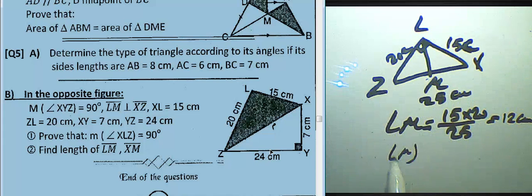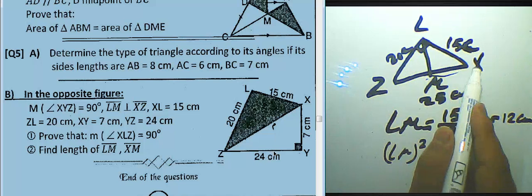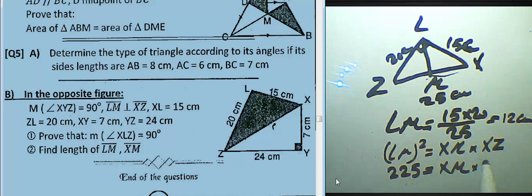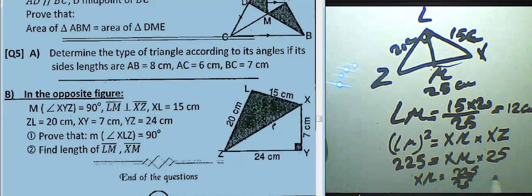We know LM power 2 equals the projection here, XM, multiplied by XZ. LM power 2 equals 225, and XM we can get as the length multiplied by XZ 25, then XM will be 225 divided by 25, equal what? It will be equal to 9 centimeters. Okay, it's the end of the questions.